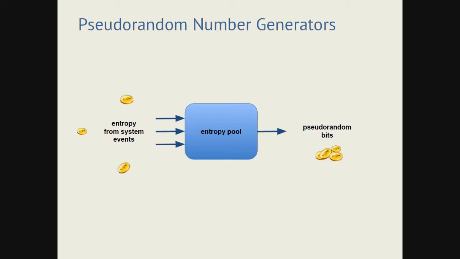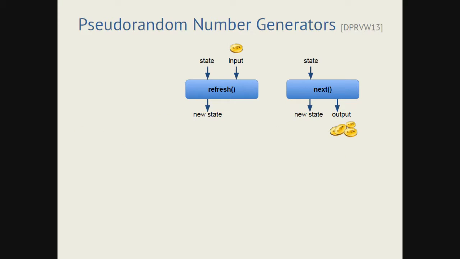Let's now talk about pseudorandom number generators, which are the objects that we are trying to construct now. A pseudorandom number generator, as you know, is an algorithm you can imagine as sitting in your operating system and collecting some entropy from system events, and then producing pseudorandom bits whenever an application asks for them. These objects were formalized in a work by Dodis et al. in 2013 and before, and this is the formalization that we will be using, where the PRNG is seen as having two important procedures. The refresh procedure is invoked whenever the PRNG gets some weakly random input, say from various system events, and this leads to updating the state of the PRNG, so obviously the PRNG is stateful. The other important procedure is the next procedure, which is used whenever we want to produce these pseudorandom bits, and this again leads to an update of the state of the PRNG.